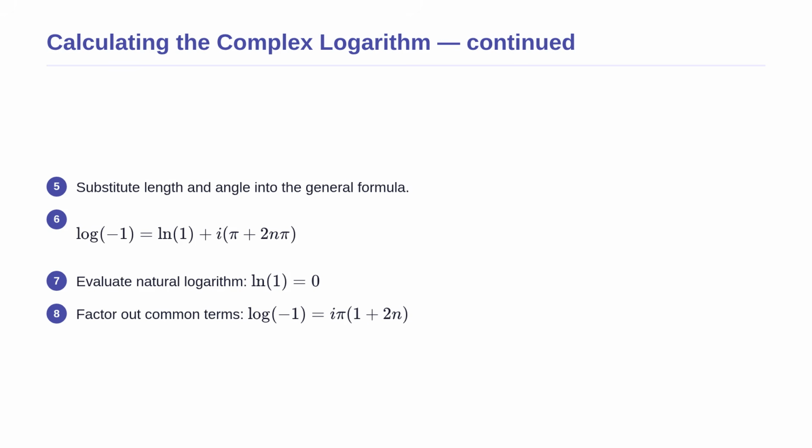We simplify the expression by factoring out the common terms in the imaginary part. This shows that the logarithm of a negative number is purely imaginary. If you plug any integer into n, you will get an imaginary number that perfectly returns -1 when put into an exponential function.